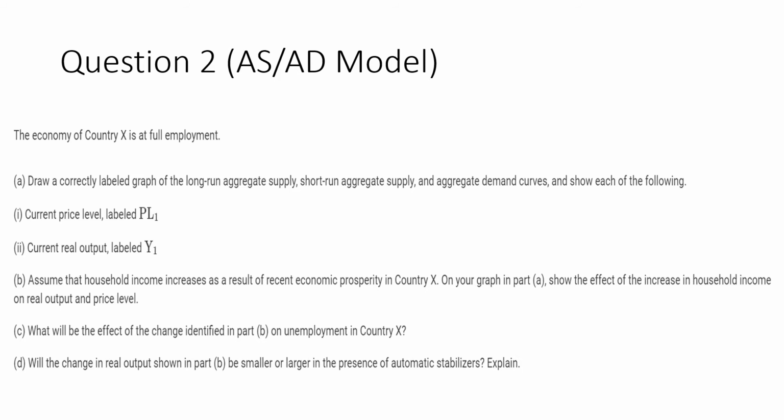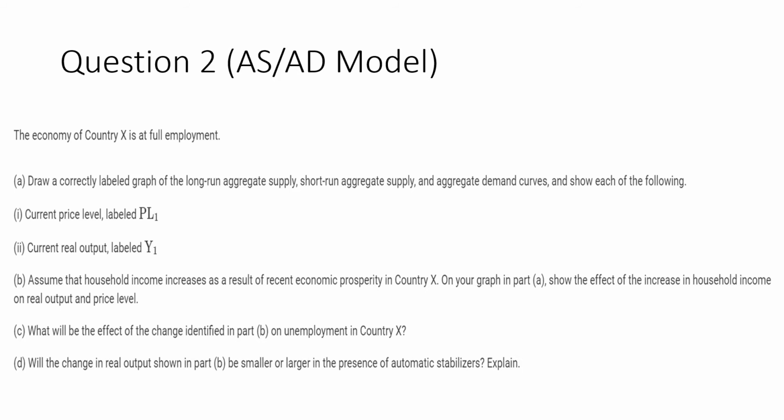So the country of X is at full employment. We're going to draw a correctly labeled graph of LRAS, SRAS, and aggregate demand, and show the current price level and current real output. We're going to label the price level PL and current output as Y1. Then we're going to assume household income increases as a result of recent economic prosperity in country X. On your graph in part A, show the effect of the increase in household income on real output and price level. So you're going to go back to that graph you drew at the beginning and show what happens if household income rises.